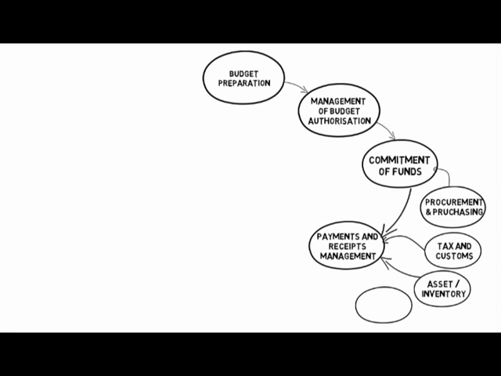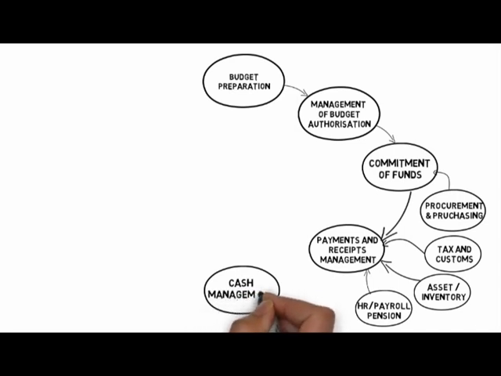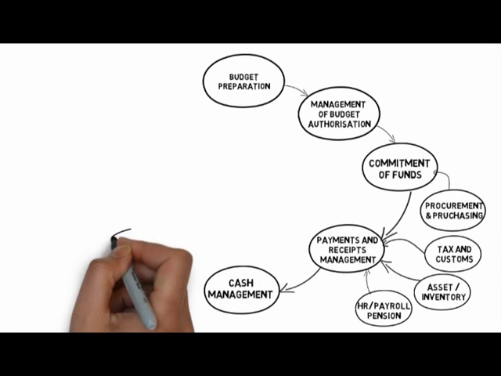Government revenue receipts are originated from tax and customs. The cash management module monitors and forecasts cash flow and performs reconciliations between bank accounts and GFMIS records.